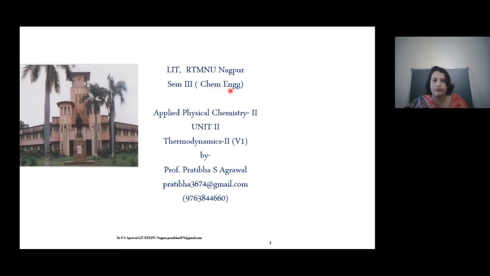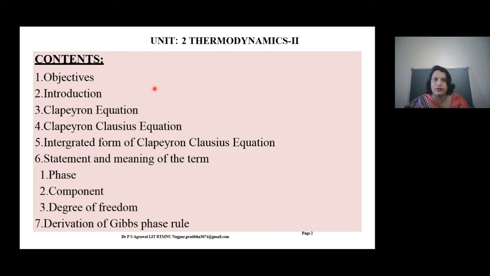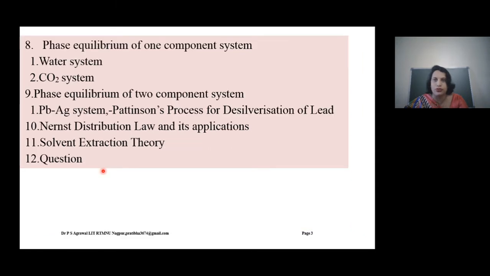Good morning. We are studying Unit 2, that is Thermodynamics 2. Now, in this, we will study Clapeyron equation and Clausius-Clapeyron equation in its integrated form. Then, we are going to switch over to the phase rule, in which we will first study the meaning of each of the terms phase, component, degree of freedom, and then we will derive that rule.